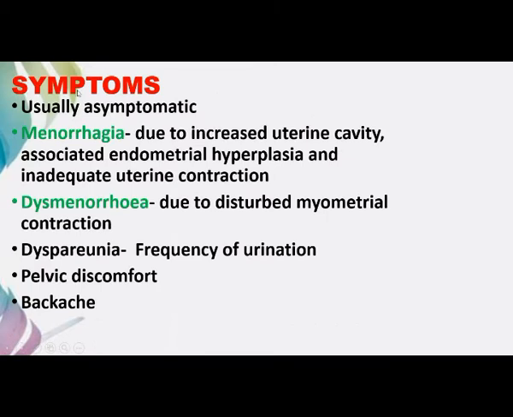We can see the symptoms. Usually it is asymptomatic. Menorrhagia occurs due to increased uterine cavity, associated endometrial hyperplasia and inadequate uterine contraction. There may be menorrhagia and dysmenorrhea due to disturbed myometrial contraction. Then dyspareunia, frequency of micturition because the big uterus compresses the bladder, pelvic discomfort because of the big size of the uterus, and backache because of compression of the back organs.